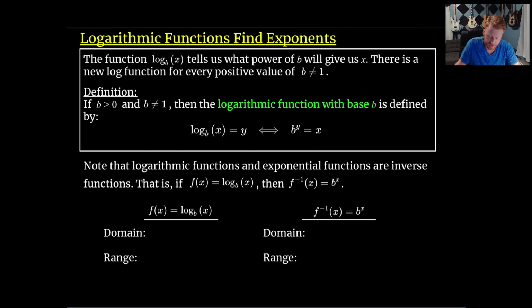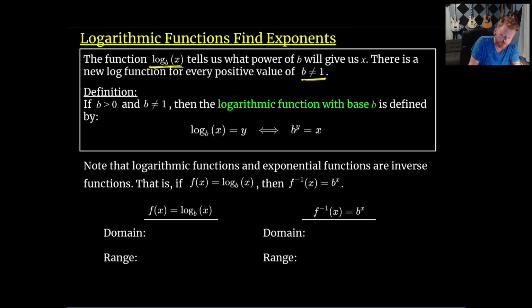So that's what I have written here first: the function log base b of x tells us what power of b will give us x. B to what power will give us x. There is a new log function for every positive value of b, as long as b is not equal to 1. So here's the full definition.